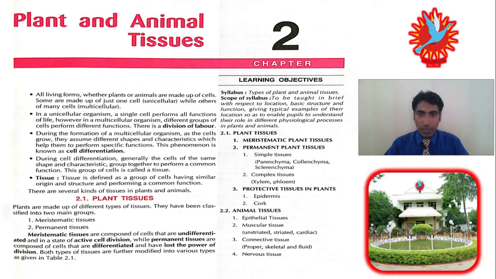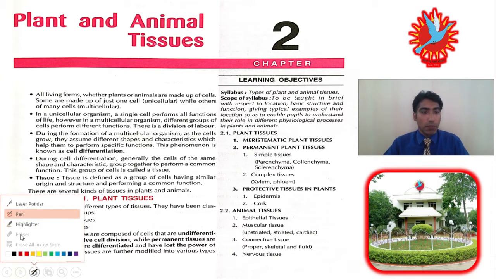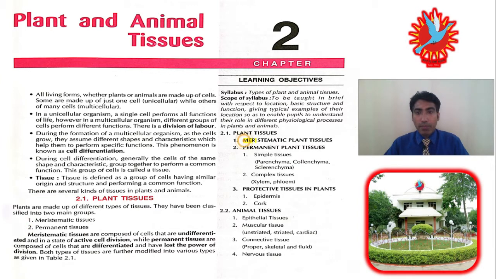So let us find out some topics that we are going to discuss in this chapter. So we are going to study only about the plant tissue. We will discuss the meristematic plant tissue, then the permanent plant tissues. Inside the permanent plant tissues we will discuss the simple tissues, just like parenchyma, collenchyma and sclerenchyma. Then we will discuss the complex tissues, just like xylem and phloem, and the rest of the topics we will discuss in the upcoming videos.